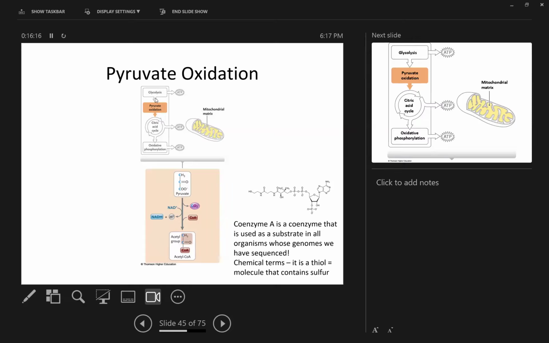Pyruvate oxidation is right after glycolysis, right before Krebs. So it's getting that pyruvate ready to start the Krebs cycle. And the reason we keep track of it is because we produced an NADH. So again, that's one of those things that we're going to count up. And we lost a carbon. So no energy was produced through pyruvate oxidation.